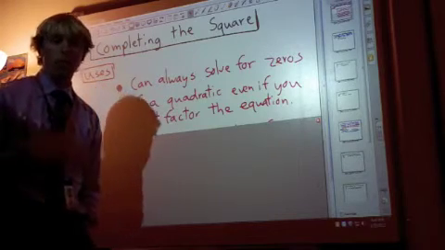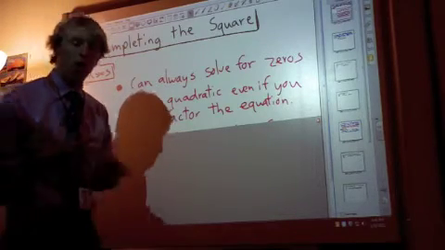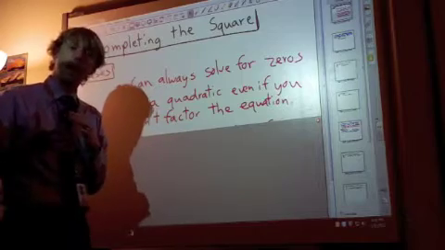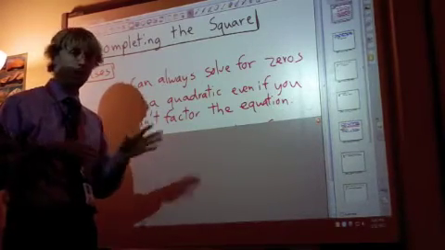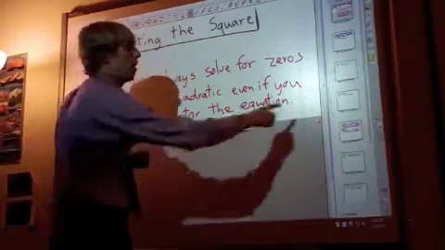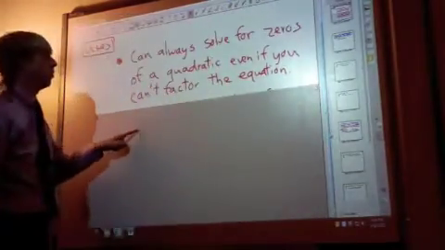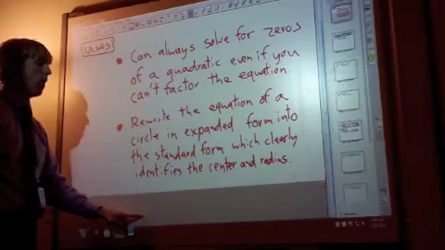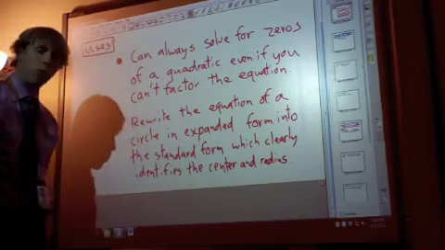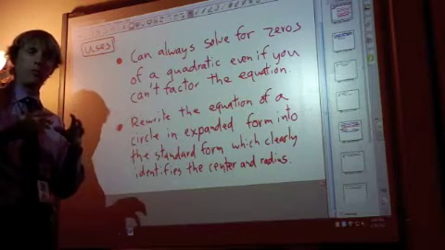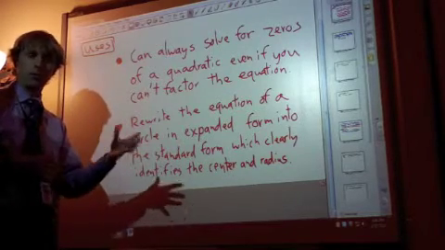Now most of us always prefer to factor, and you're always hoping, oh, I hope I can factor. But if you can't, trust me, you can always complete the square. Even if it does get ugly, you can always complete the square. The other reason to complete the square is more when you're dealing with conics, when you're trying to find the standard form of a circle, which really helps you find the center and the radius of each circle.